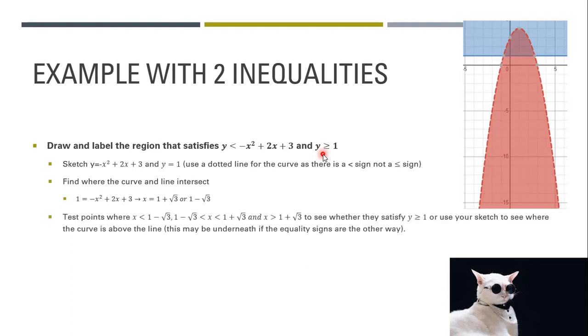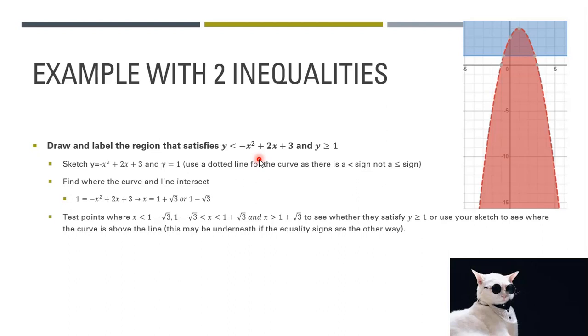You can then test points either side of those points. So using the curve equation, find y when x is a value less than 1 minus root 3. Find y when x is a value between 1 minus root 3 and 1 plus root 3. And find another y value where x is more than 1 plus root 3. And you want to see where it's going to satisfy y is more than or equal to 1.